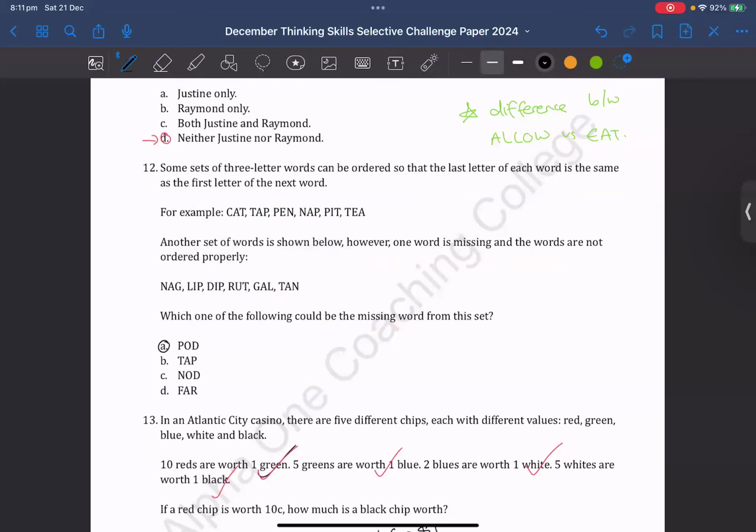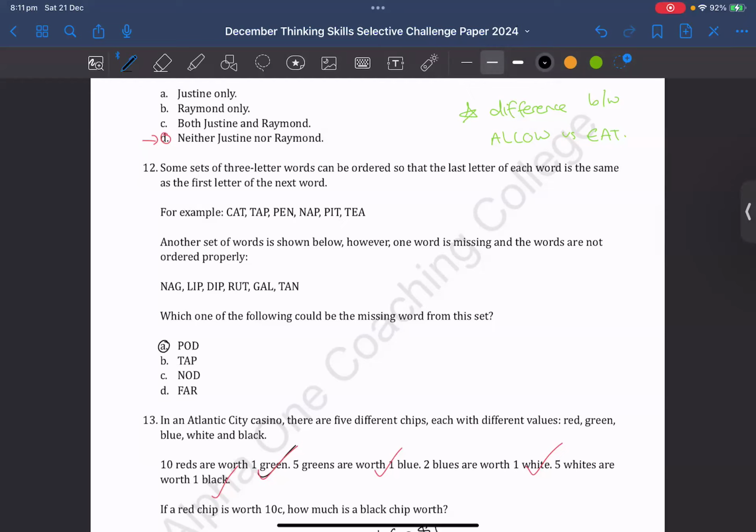So this question is basically, first you need to understand the question. It says some sets of 3-letter words can be ordered so that the last letter of each word is the same as the first letter of the next word. As you can see, cat and tap: the last letter of cat is T, and the first letter of tap is T. So you can see there's a similarity there.